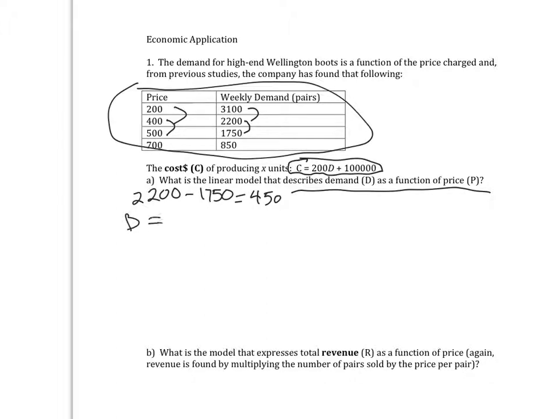Demand is equal to negative 4.5 times the price, and then we have to add our value. When we multiply 200 by negative 4.5, we get negative 900, so we have to add 4,000. Okay, so now we have our demand curve, and what it shows us is that as the price increases, the number of pairs of boots that will be demanded goes down, which of course makes sense. Okay, so let's go on to our next question here.